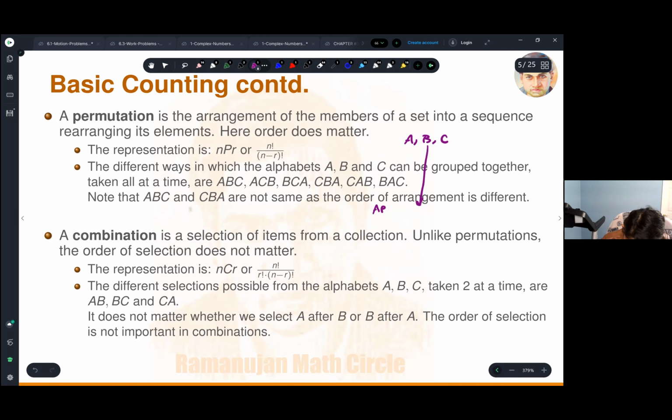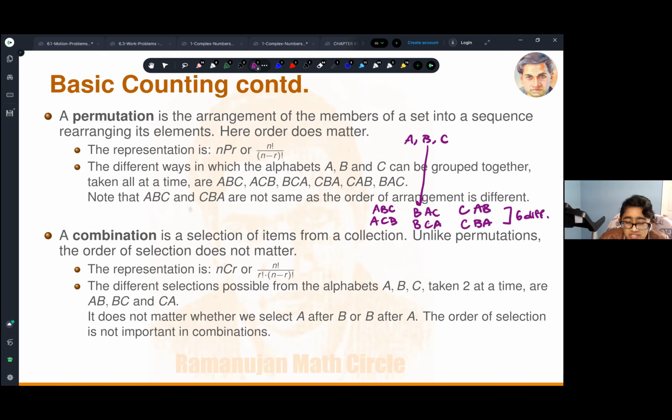And as you can see, there's ABC, ACB, if you switch the order of the last 2. Then you could start with B, BAC, and then you could switch the order of the last 2, so BCA. You could also start with C, CAB, and then you could go CBA. That's 6 different possible permutations. And note that ABC and CBA, for example, are not the same permutation, because their orders are different. The arrangement of the letters is different. So that's what a permutation is.